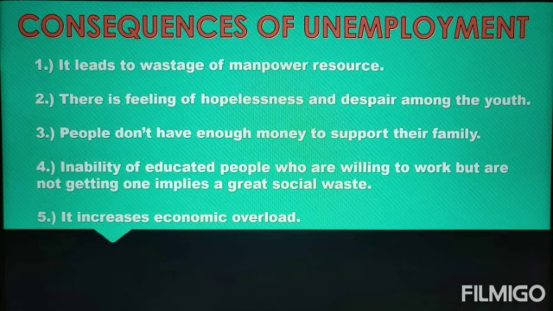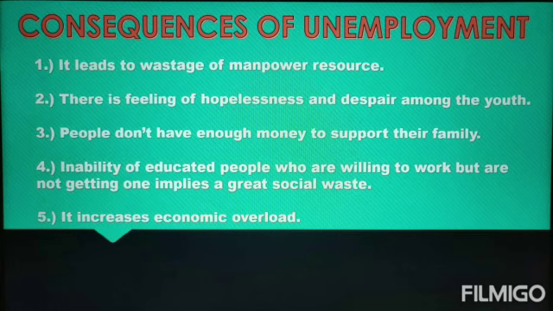Now, let us study what are the consequences of unemployment. So students, here are few points. Let us go through it. Point number 1, it leads to wastage of manpower resource. So students, we know that many people who are capable of working and can help in the development of country are sitting idle at home. So students, there are people who have the ability to work and they can be an asset for the country, but then because of unemployment, they are liability for the economy.